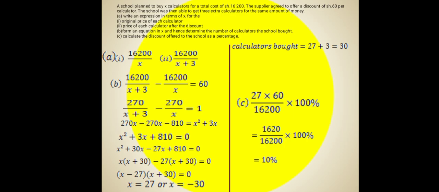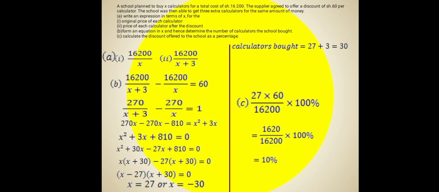Now, the original price for each calculator, you take the number of calculators, which is X. So 16,200 divided by X, that is the original price of each calculator. The price after a discount, that is part B, price of each calculator after a discount, we take 16,200 then divide by the number of calculators. The number of calculators is x plus 3.